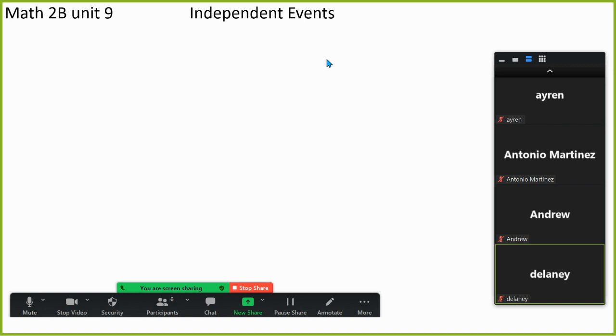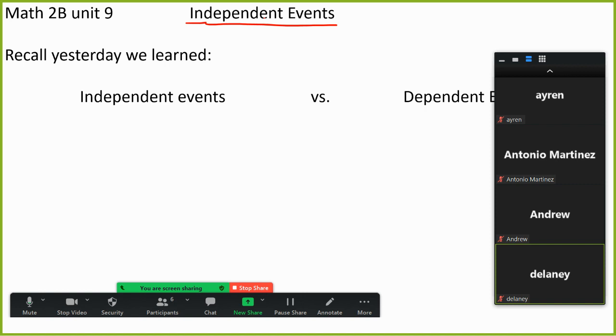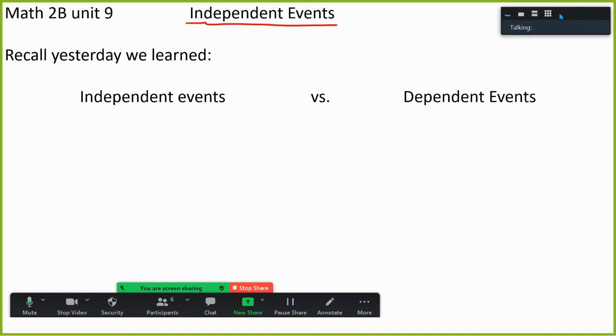So I was just saying, just kind of getting started, this lesson in Edmentum is called Independent Events. And hopefully everyone recognizes that and maybe is thinking, what are we doing? We already did independent events yesterday. Yesterday, recall, we looked at independent versus dependent events. And then we also learned the multiplication rules for each one of these.